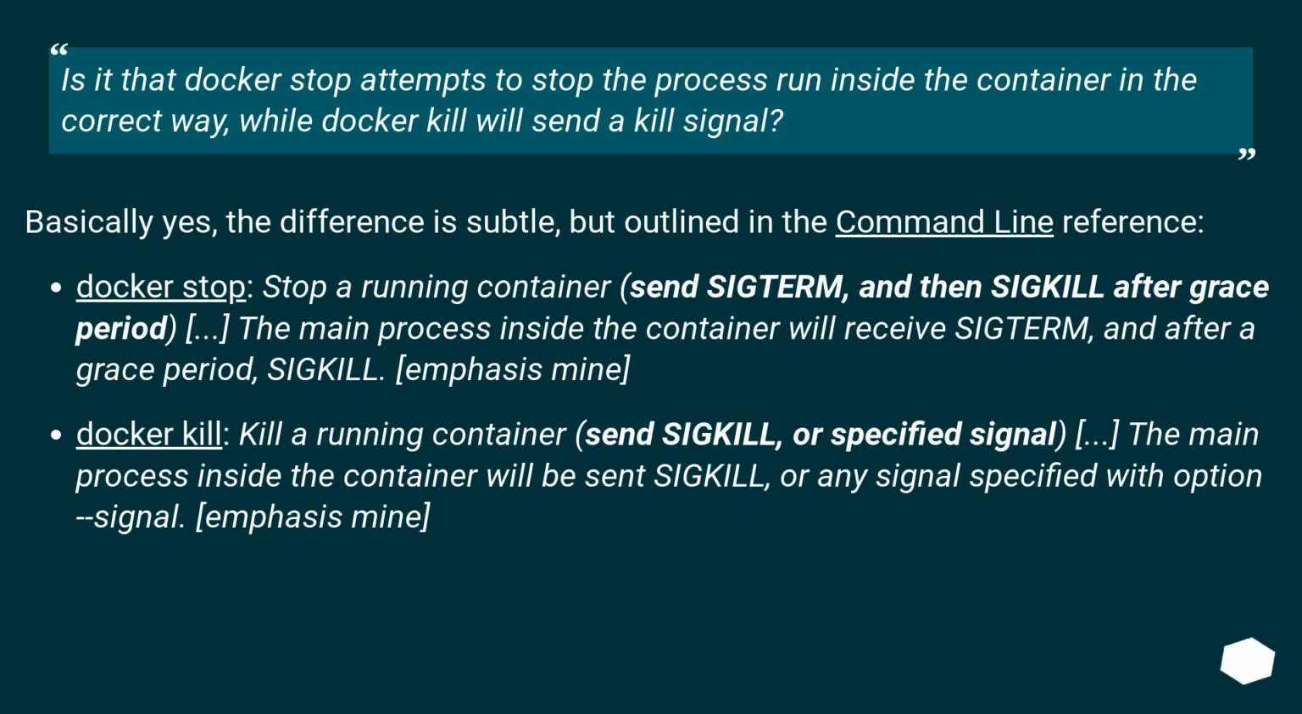Basically yes, the difference is subtle, but outlined in the command line reference. Docker stop a running container: send SIGTERM, and then SIGKILL after grace period. The main process inside the container will receive SIGTERM, and after a grace period, SIGKILL. Emphasis mine. Docker kill a running container: send SIGKILL, or specified signal. The main process inside the container will be sent SIGKILL, or any signal specified with option --signal. Emphasis mine.